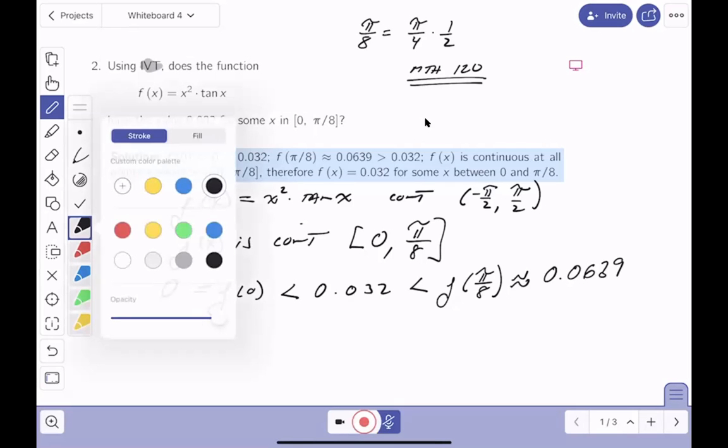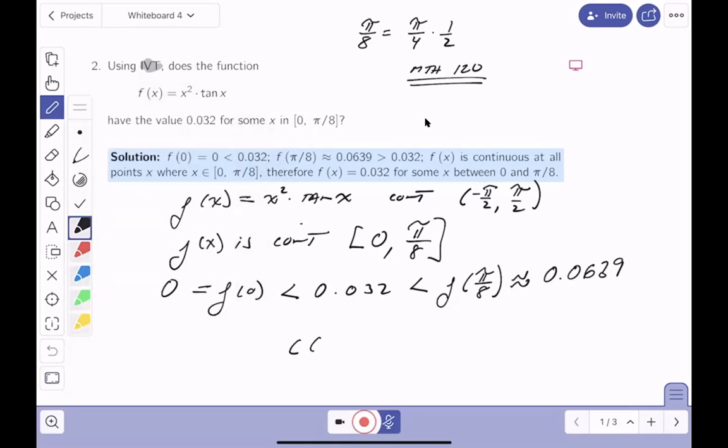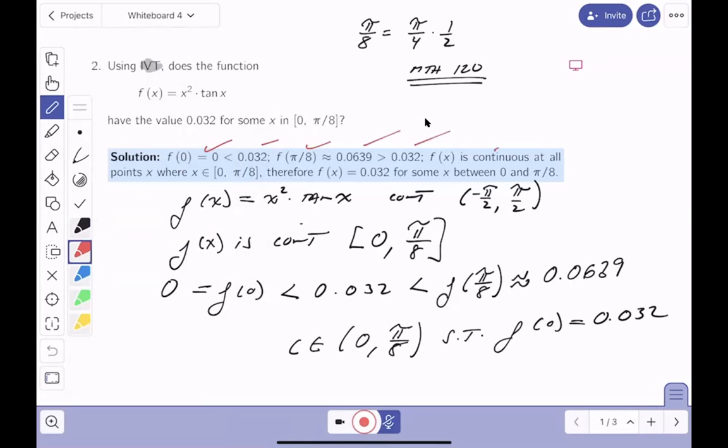I know that there's a C contained in the open interval such that f of C would equal 0.032. Do I know what the value C is? No. But are they asking me for that? No. Let's look at our answer key. Well, pretty much what we wrote down over here: the approximation, f of x continuous on all points of that closed interval. And certainly there's going to be something between 0 and pi over 8, which means the open interval. Okay, let's go to the next question, which would be number 3.